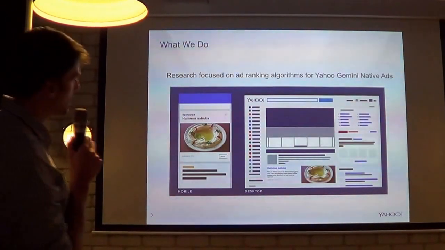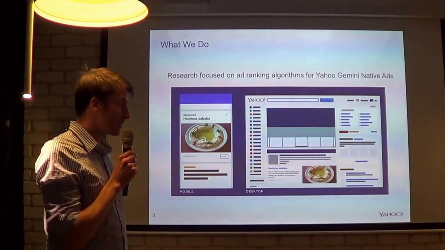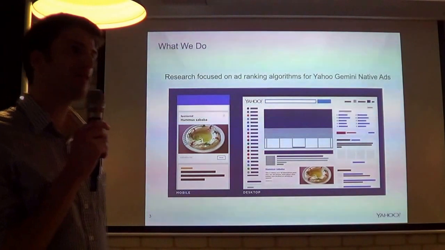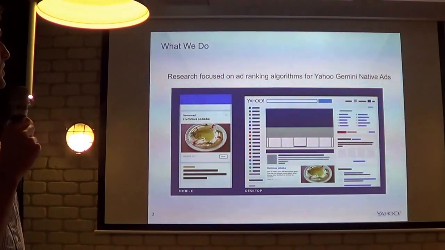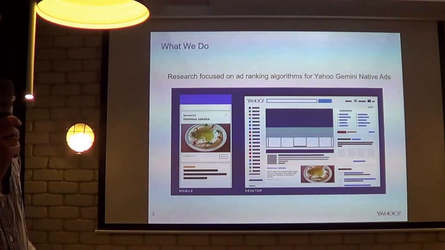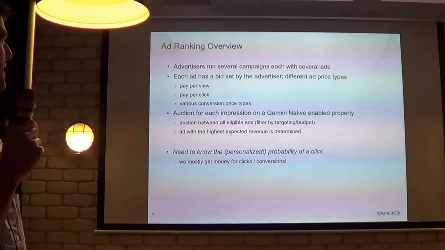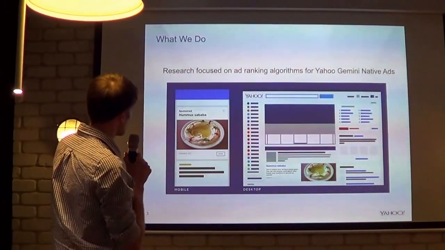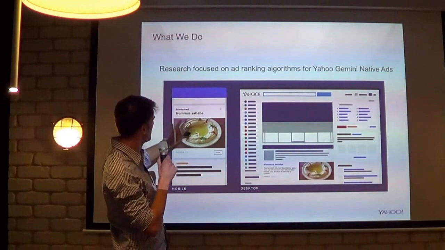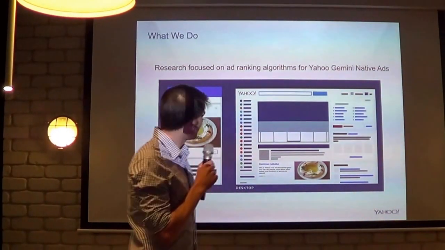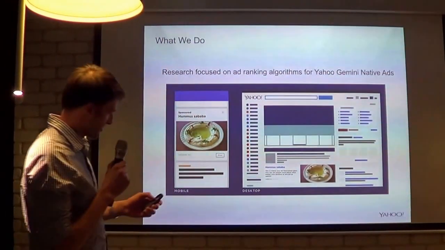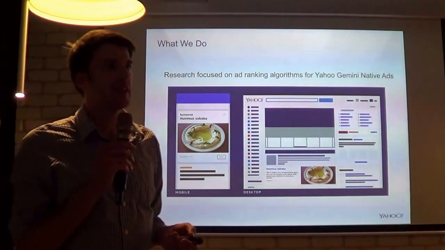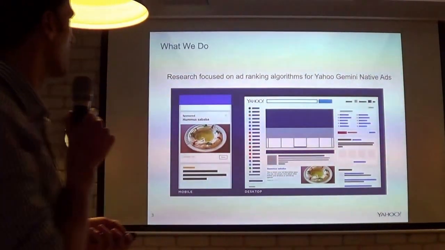Okay, so what do we do? Asaf has already talked about that. Essentially, our group focuses on ad ranking methods on Yahoo, all over Yahoo. Here you can see an example of a native ad on some mobile, or for us also in the stream. And what we do is mostly power the science behind these algorithms, and the ranking algorithms specifically.